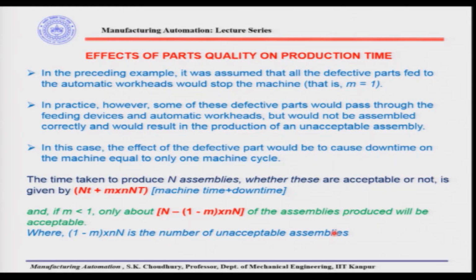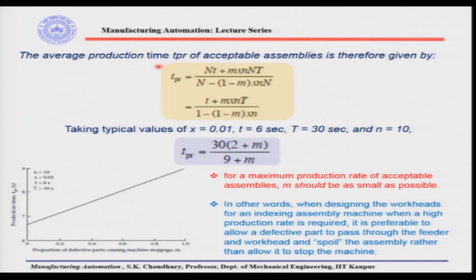Okay. The average production time T_PR of acceptable assemblies is therefore given by the total time, divided by the number of acceptable assemblies, that is, the total assemblies minus the unacceptable assemblies produced.